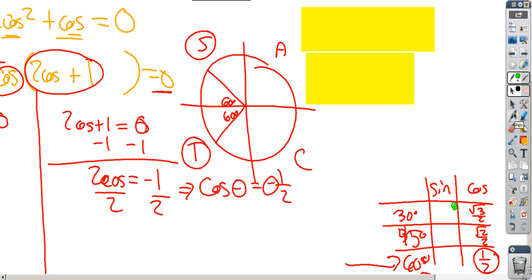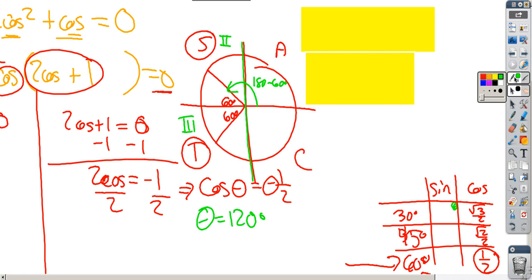The reason it's negative is because we're in quadrants where cosine, which is the x value, is negative. Quadrant 2 and quadrant 3, when you're to the left of that line, the x value is negative there. So what is this green angle? That's going to be 180 minus 60, which is 120. So that's our first solution right here.